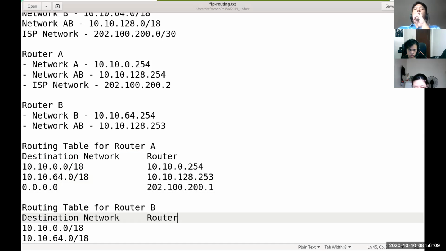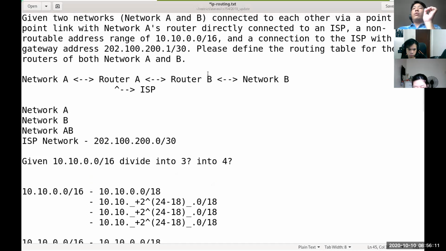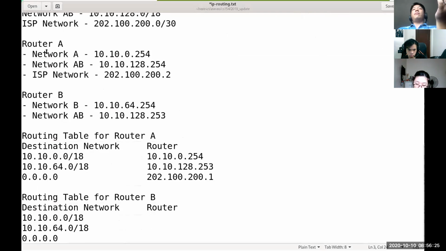So router B, same thing. I am in router B right now. I want to go to 10.10.0.0/18. So 10.10.0.0/18 is this. So I need to send it to router A via the interface that router B has in common with router A. So router A and B have network AB as common interface. I send it to the IP address of router A in that common interface, which is 10.10.128.254.